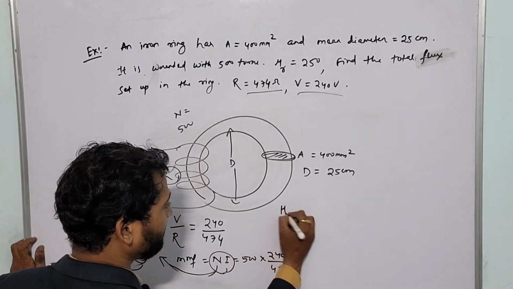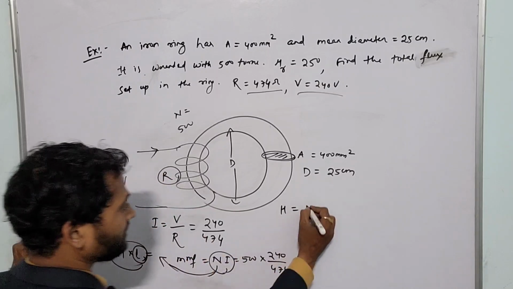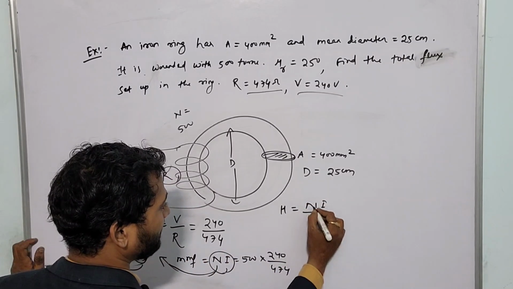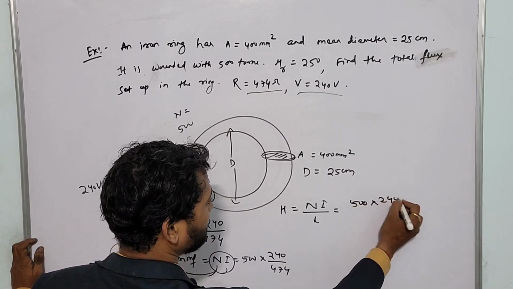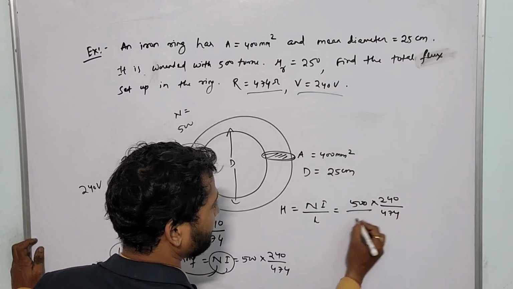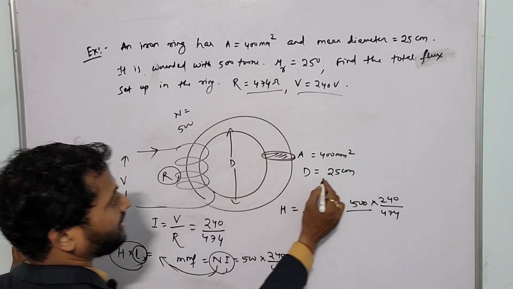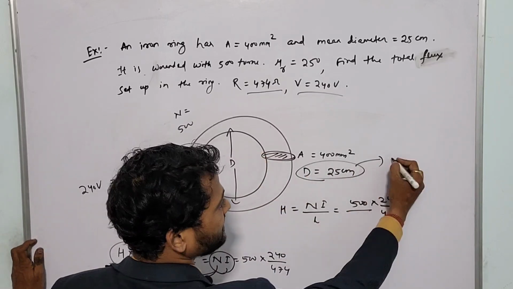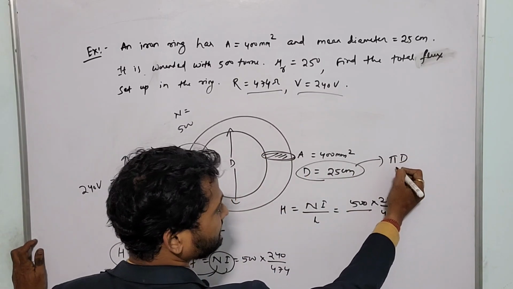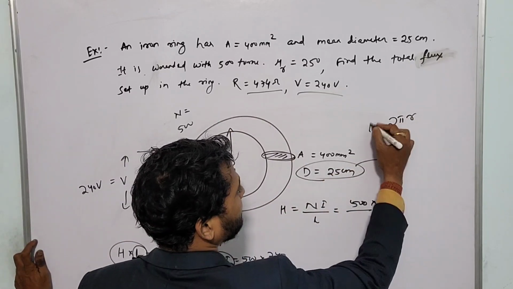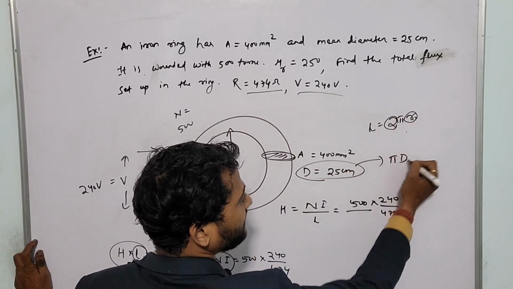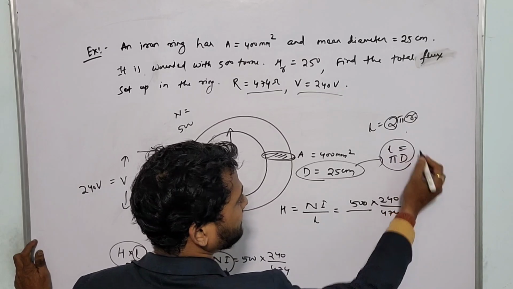So मतलब here we can find out H. H is nothing but Ni upon L. Ni क्या है? 500. I कितना है? 240. 474 by length of the circuit is given. Length क्या है? Length कैसे मिलेगा? Diameter is given. मतलब ये क्या है? Pi d. अरे length circumference क्या है? 2 pi r. Length is 2 pi r. 2 into r is diameter, so length will be pi d.